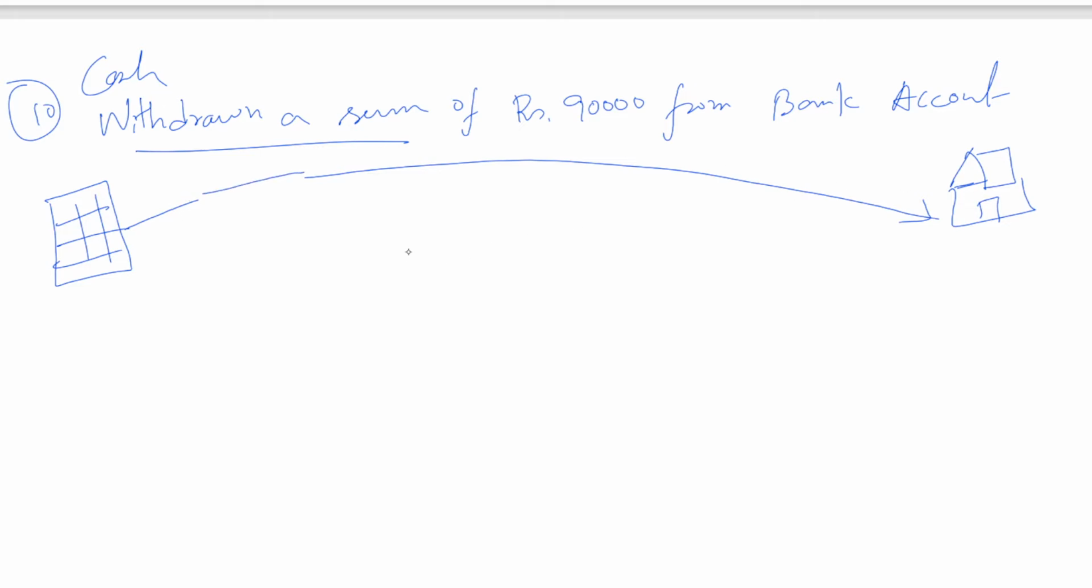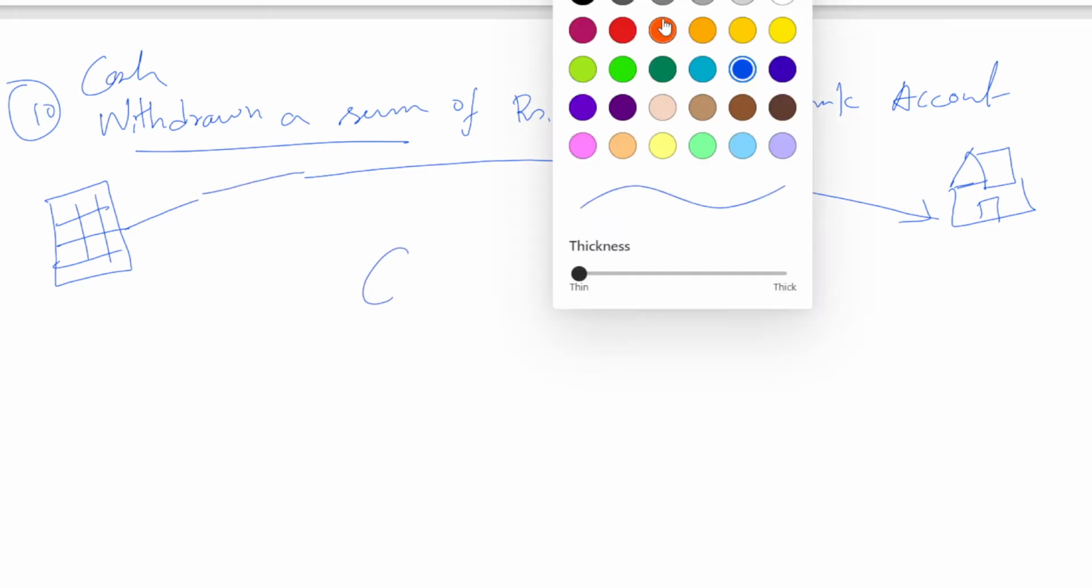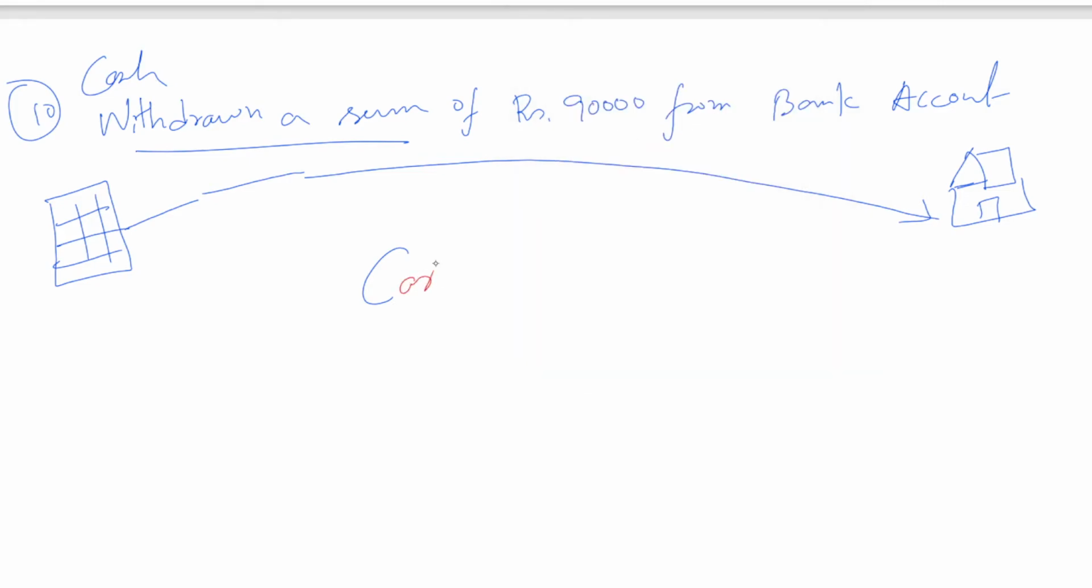Whenever there is an increase in an asset, we debit that particular account. So cash account debit, cash is increasing. Now cash is increasing in the business because we are withdrawing cash from the bank account, and in the bank account the amount will be deducted.